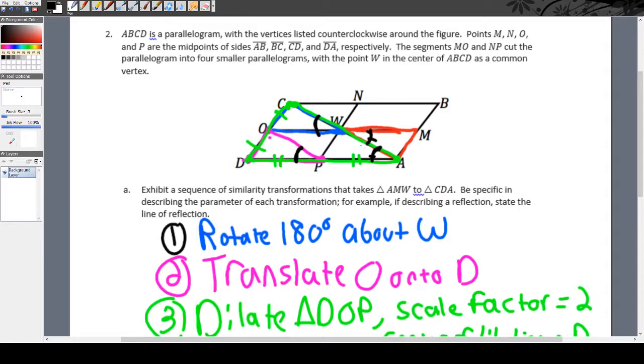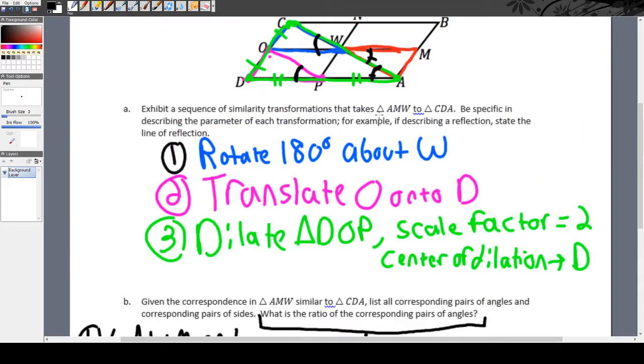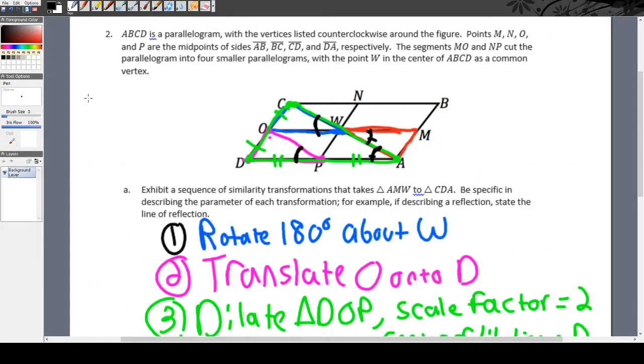So what angles are that? That's angle AWM and angle DAC. So our one angle, AWM, and I already forget what the other one was, DAC. Angle DAC. That's our first pair of corresponding angles. And you can do a similar process with all the other ones.